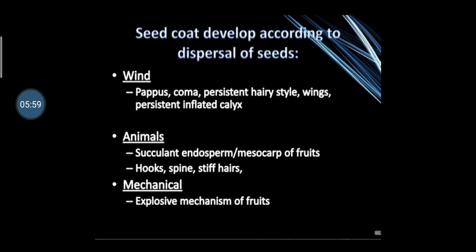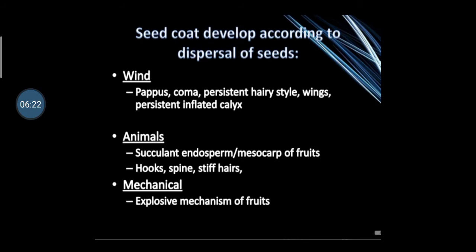Next we have the seed coat. The seed coat develops according to the dispersal method used by the seed. Dispersal methods may be wind, animal or mechanical. That is, when the plant itself does the dispersal, that is known as the mechanical method.